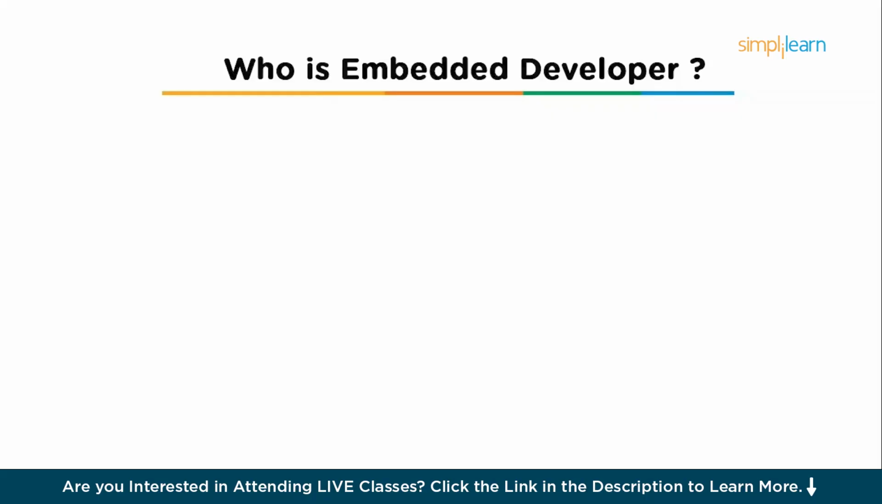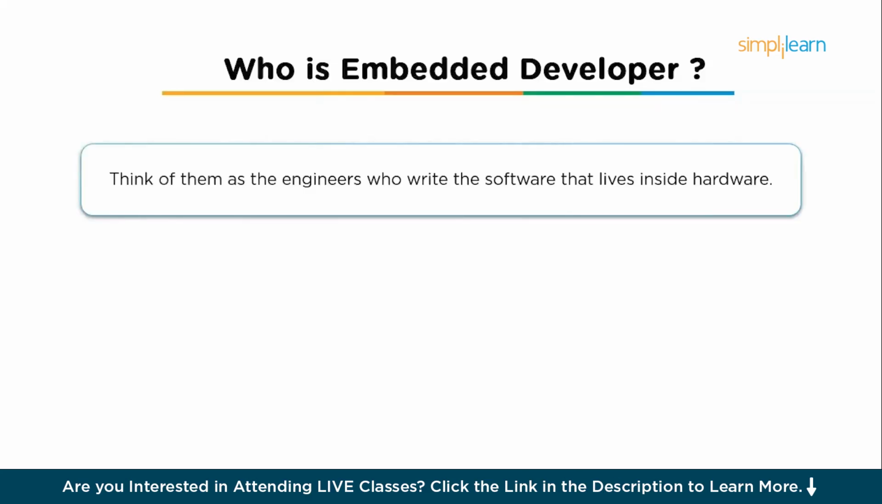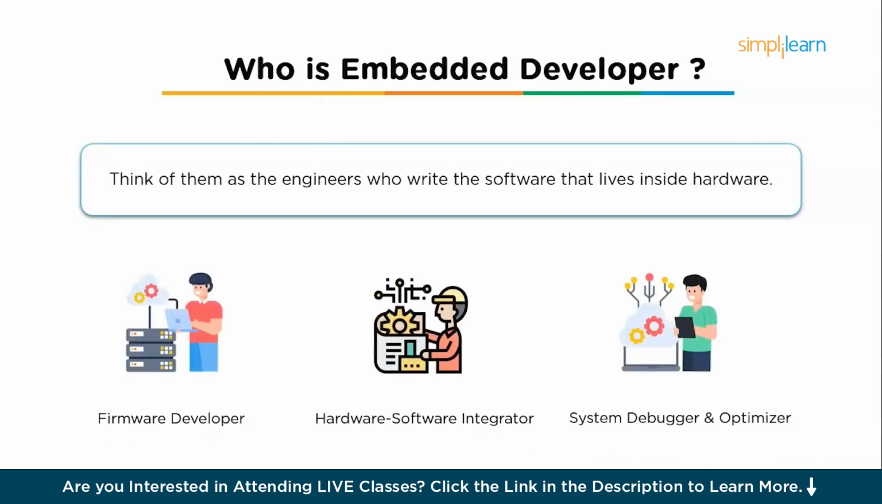First, let us understand what embedded systems are and who embedded developers are. Embedded systems are basically small computers built into other devices to do specific tasks. For example, a microchip inside your washing machine that controls the cycle, or the system in your car that manages the engine or airbags. These devices are called embedded because the computing part is hidden inside them.